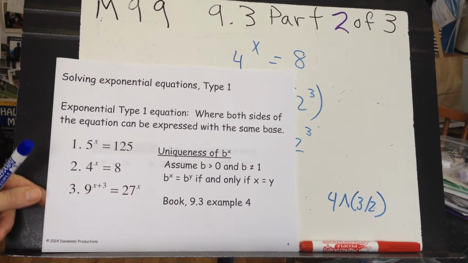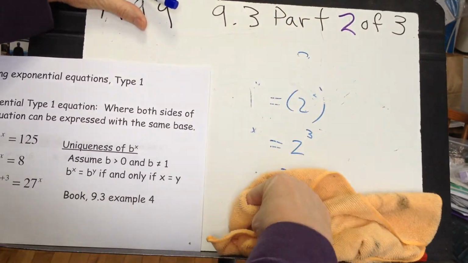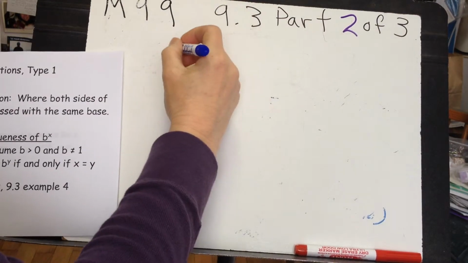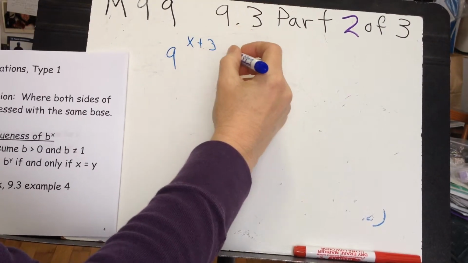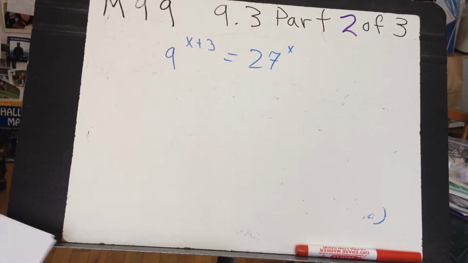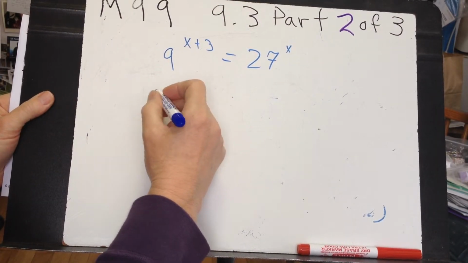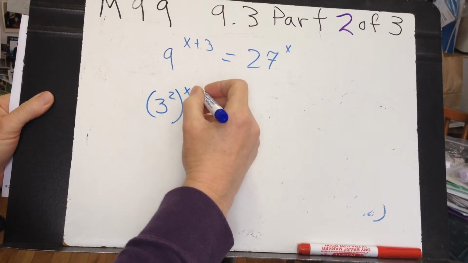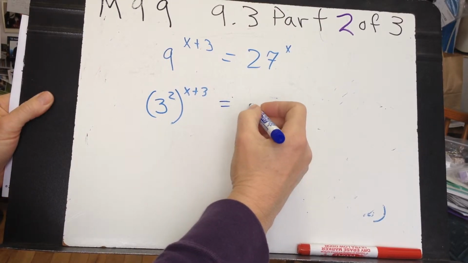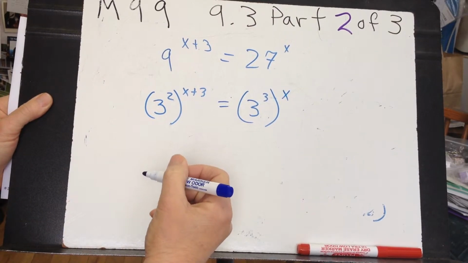Here's another one. 9 raised to the x plus 3 power equals 27 to the x. Well, let's go ahead and do that one. 9 to the x plus 3 equals 27 to the x power. Both of these bases can be expressed as a power of 3. 3 squared is 9. The exponent on 9 is x plus 3. And then 27 is 3 to the 3rd, and that is raised to the x power.